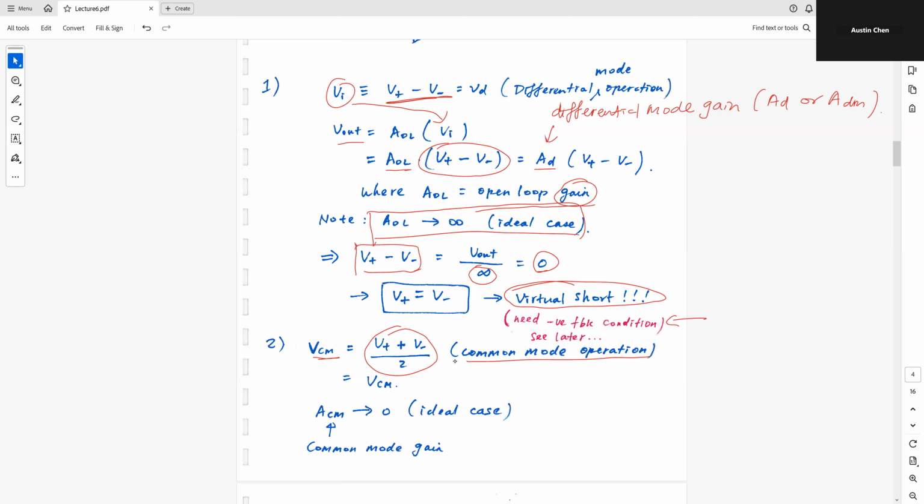But what's important here is that I want A_CM, the common mode gain, to be as small as possible. How small? All the way to 0, ideally. So now you see the difference. In the differential mode, I want this to be as large as possible, and for the common mode, I want this to be as small as possible. I'm using A again to denote the gain, and CM to denote common mode. All right.